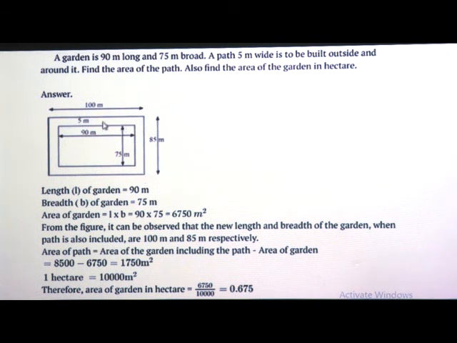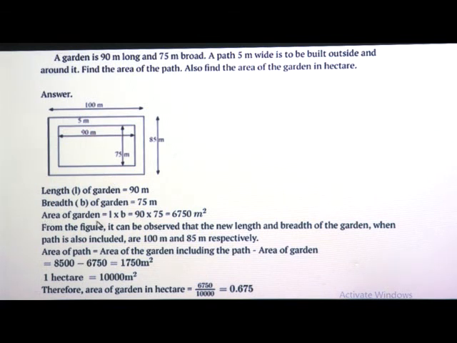How to find? I had explained you. Now, what is given in the question we will try to write. Length L of a garden is 90 meter. I had told you we will draw the garden first. Breadth of a garden is 75 meter, which is also given in the rough figure.